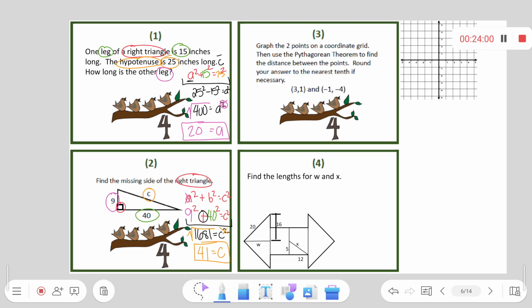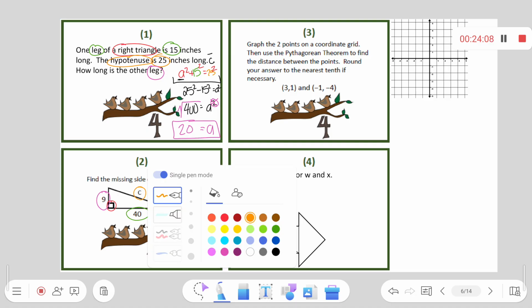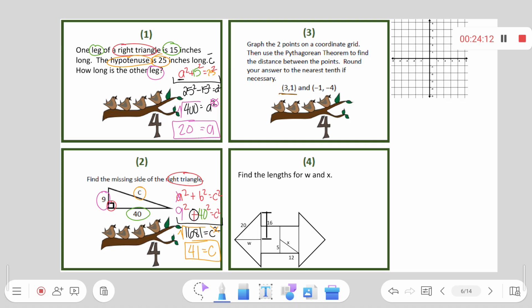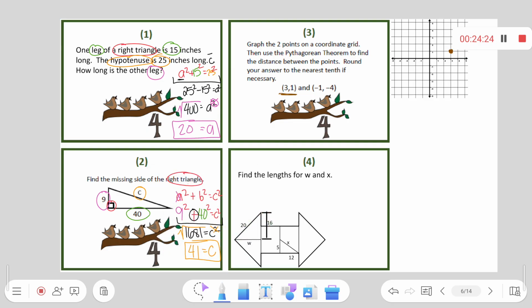Number 3. Graph the 2 points on a coordinate grid, then use Pythagorean theorem to find the distance between the points. Round to the nearest tenth if necessary. So we're going to graph both points. I'm graphing 3, 1, and then I'm graphing negative 1, negative 4.